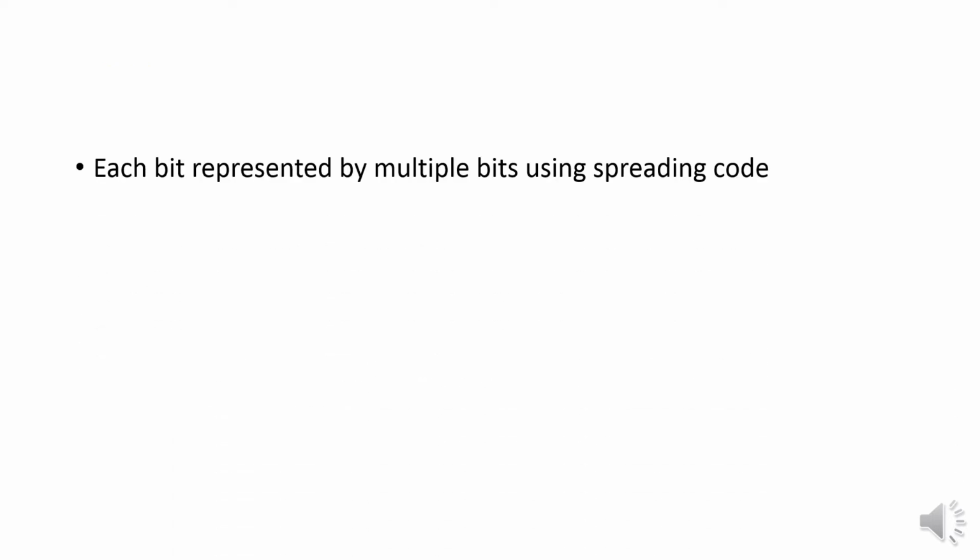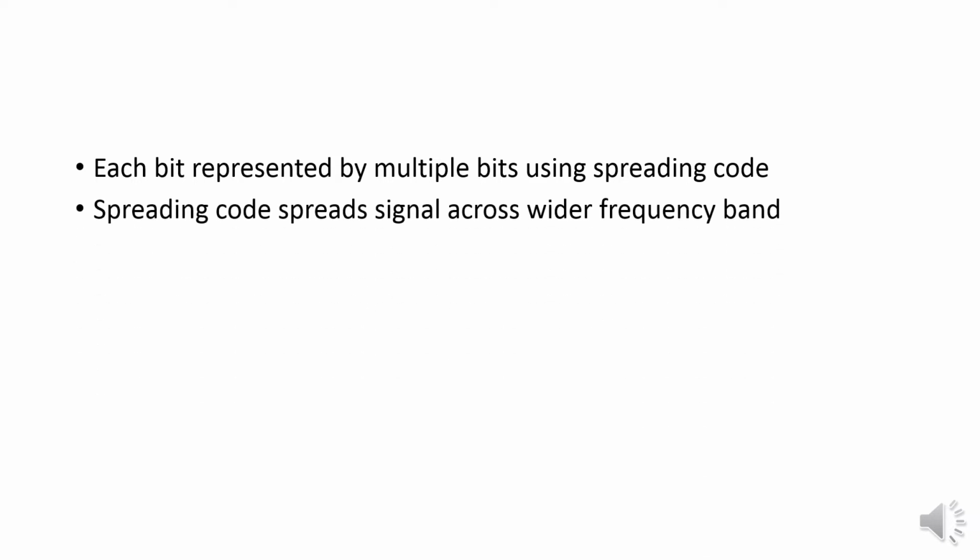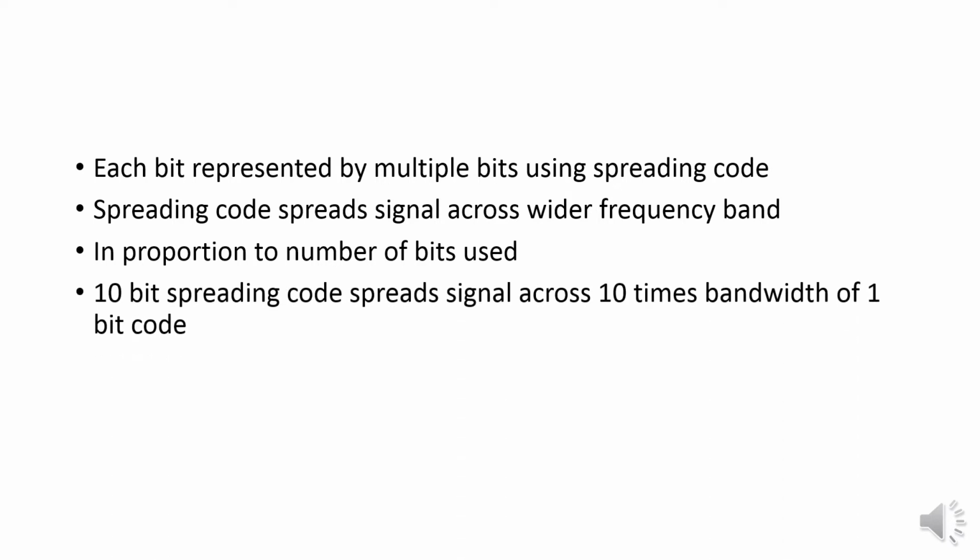To protect against the jamming waveform, the information bearing signal is made to occupy a bandwidth larger than the minimum bandwidth necessary to transmit it. Each bit is represented by multiple bits using a spreading code. The spreading code spreads the signal over a wider frequency band, in proportion to the number of bits used. So if you are spreading 10 bits across 10 times, the bandwidth of the particular code is 1 bit.